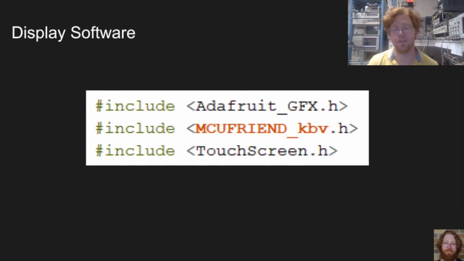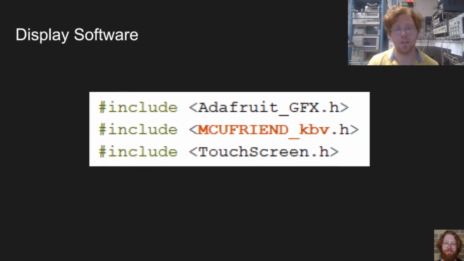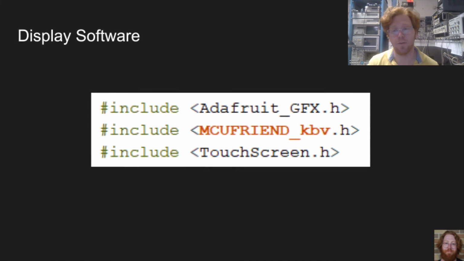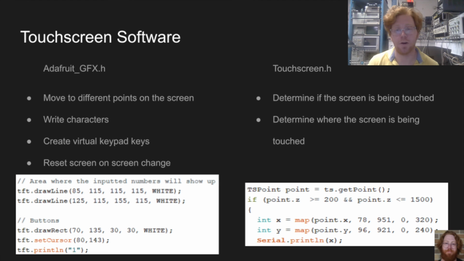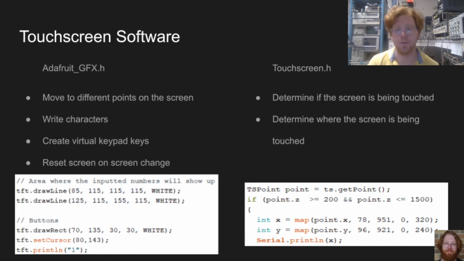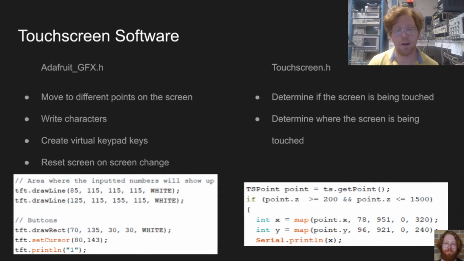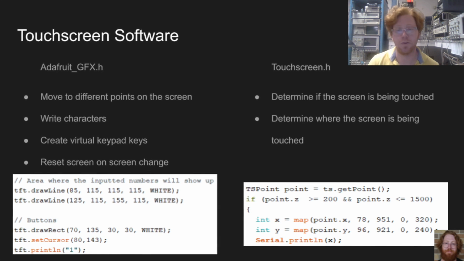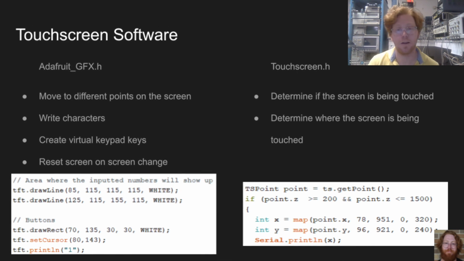The LCD is using Adafruit GFX and touchscreen libraries, as well as the MCU Friend KBV library. The Adafruit library is what allows for graphics to be written to the LCD. In the example below, the TFT object in use is from the MCU Friend library, but all of the function calls are from the Adafruit GFX library, a result of the MCU Friend library extending the Adafruit GFX library.